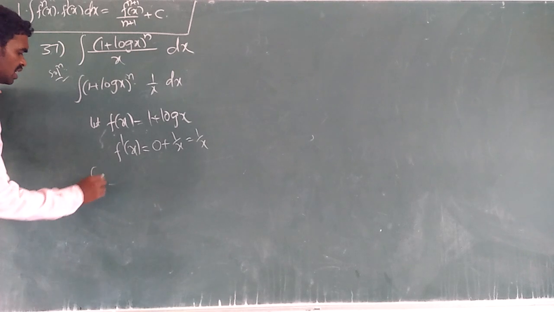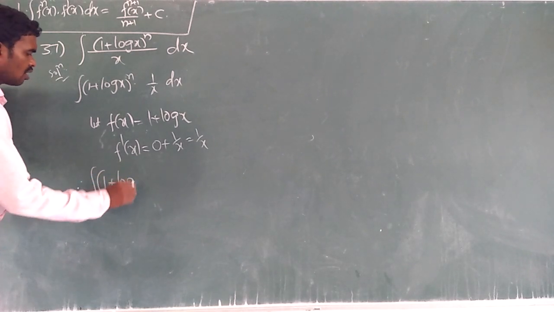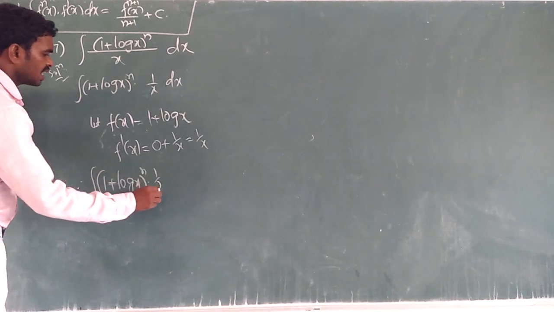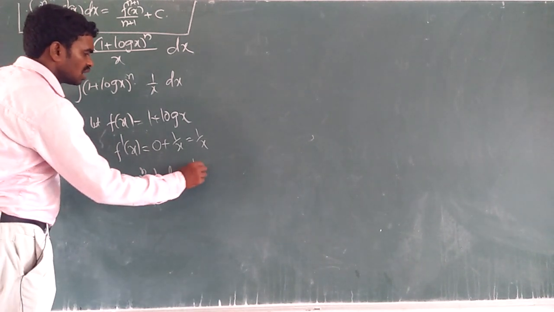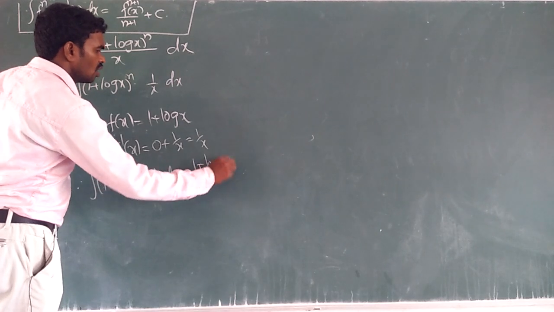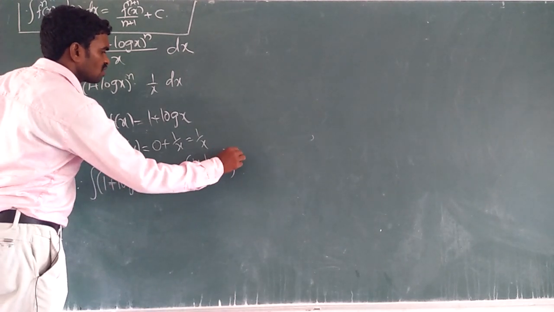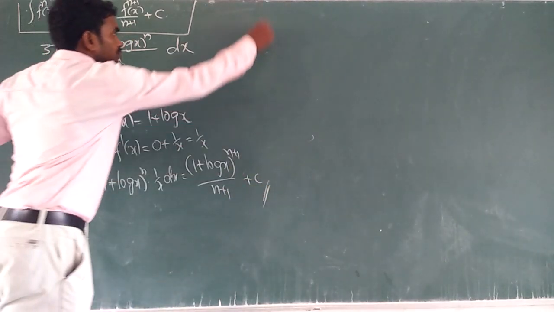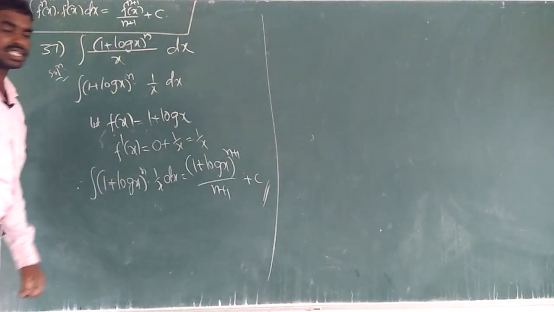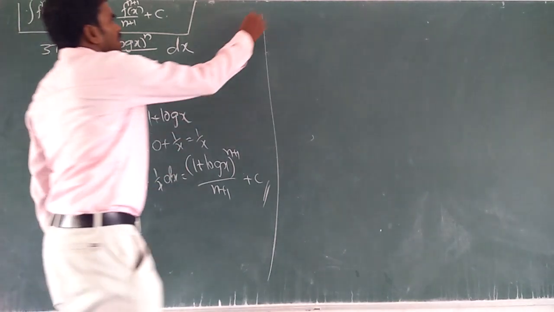Therefore, integration of (1 plus log x) whole to the power of n into 1 by x dx is equal to, what is the function here? 1 plus log x. So the answer is (1 plus log x) whole power n plus 1 by n plus 1, plus c. This is the answer. That's all.